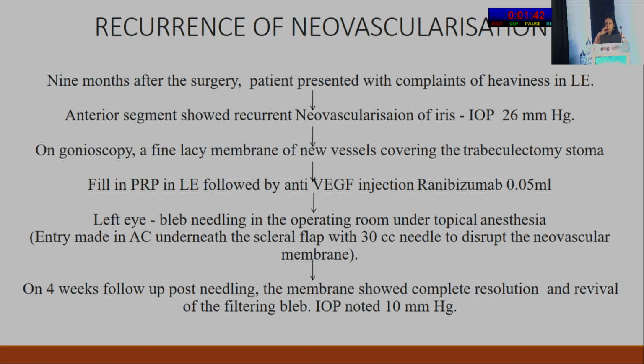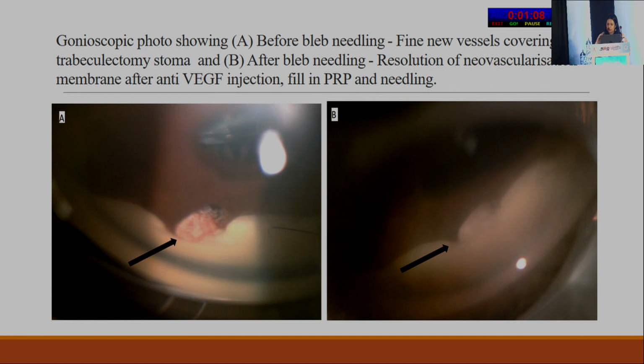9 months after the surgery, the patient presented with complaints of heaviness in the left eye. NVI was noted, and IOP was again noted to be 26 mmHg. On gonioscopy, a fine lacy membrane of neovessels covering the trabeculectomy stoma was noted. Immediately, fill-in PRP was done in the left eye, followed by anti-VEGF injection. The left eye was taken up for bleb needling in the operating room. Entry was made in the AC beneath the scleral flap with a 30 gauge needle to disrupt the neovascular membrane. On 4 weeks follow-up post-needling, the membrane showed complete resolution and there was revival of the filtering bleb. IOP then was 10 mmHg.